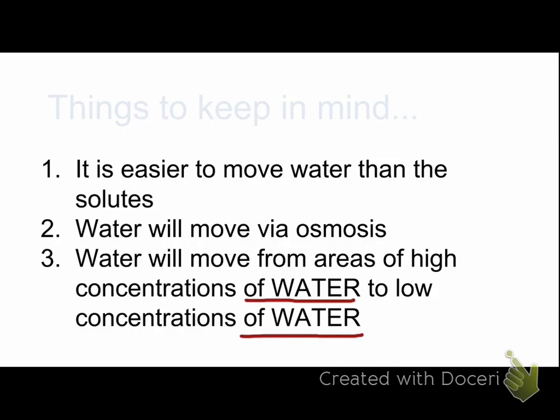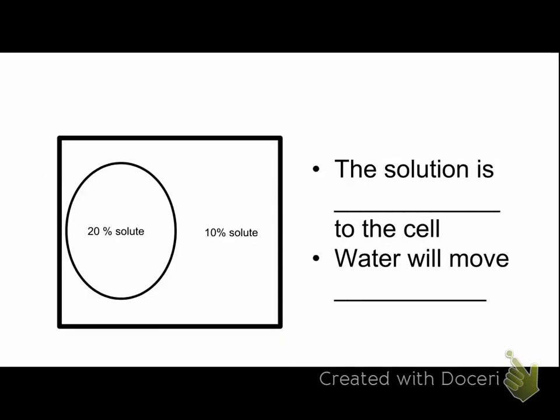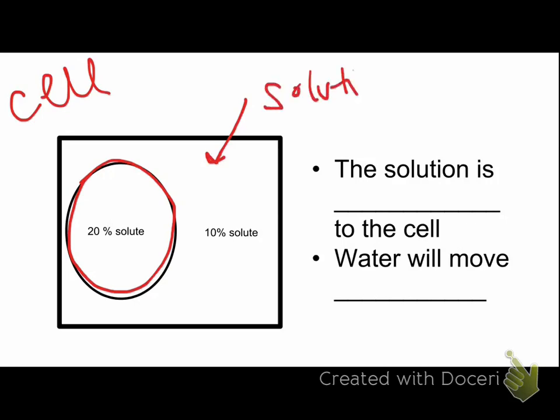So let's go ahead and take a look at an example here. As you're looking at my little drawing here, this circle right here represents the cell. That number inside represents the concentration inside the cell. And then this area right here is the solution that the cell is in. Solution, sorry guys, of cell.